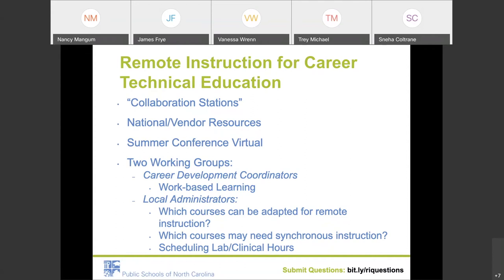One of the things that we've done in preparation for much of this is onboard a number of series of what we've called collaboration stations. They've been typically 1 to 2 hour sessions with teachers that are very much like the office hours that have been going on for the agency.